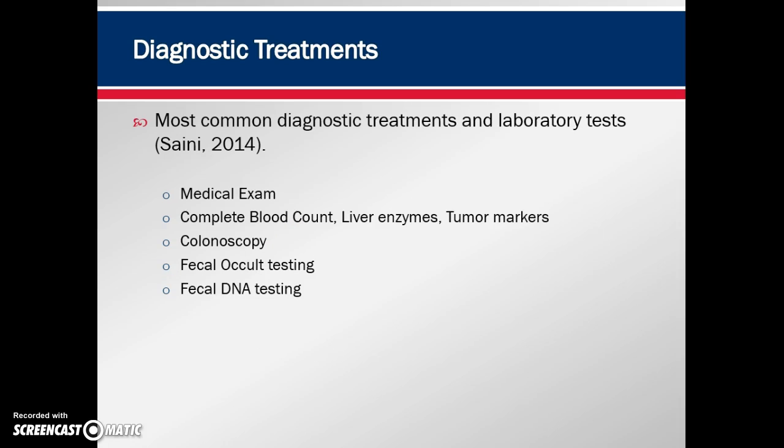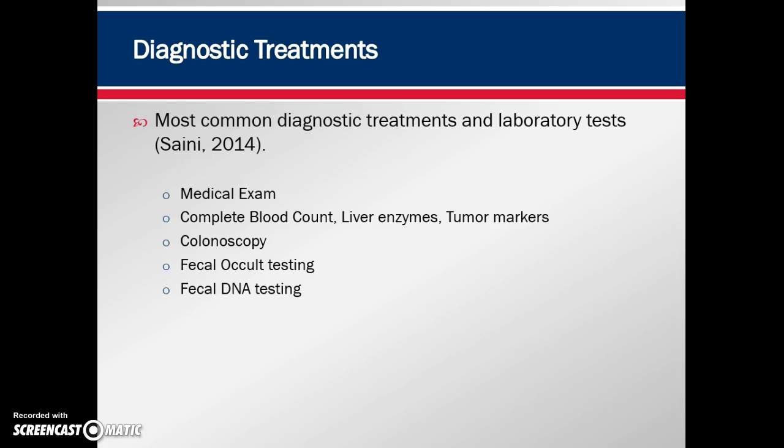Diagnostic treatments always start with a thorough medical exam with a primary care physician to determine if further testing is necessary. Blood tests are typically ordered by the physician and include a CBC, complete blood count, a chemistry check to see if liver enzymes are within specified limits, and then specialty tests to determine tumor markers. A CBC is ordered to check for anemia, as anemia is a typical side effect associated with colorectal cancer.